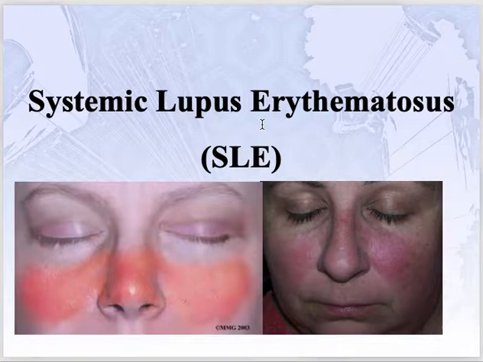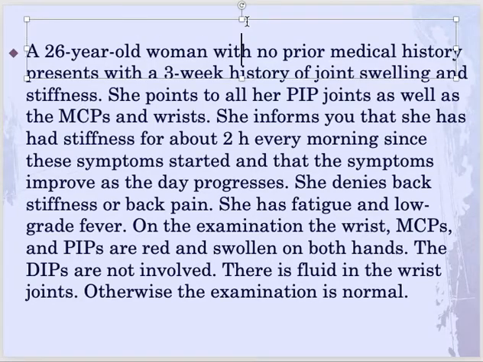Now I would like to start the topic with a clinical scenario, and you can see over here a 26-year-old woman with no prior medical history presents with a 3-week history of joint swelling and stiffness. She points to all her PIP, which is proximal interphalangeal joints, as well as the metacarpophalangeals and wrist. She informs you that she has had stiffness for about 2 hours every morning since these symptoms started and that the symptoms improve as the day progresses. She denies back stiffness or back pain.